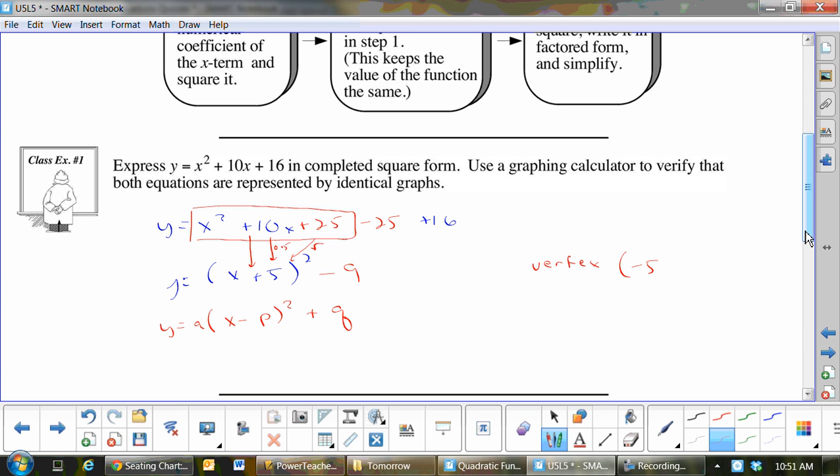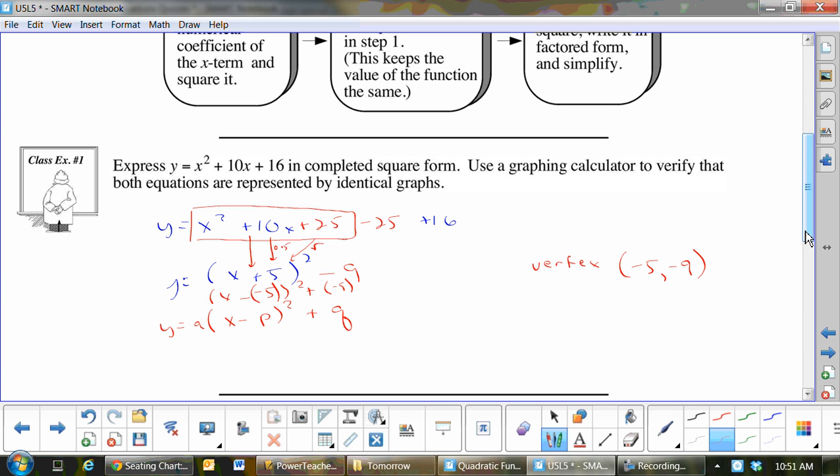What? Ours says plus 5. What do you mean? Where'd you get a minus 5 from? Right, because this is supposed to be minus p. So that would have to be, to make this true, I would have to go x minus negative 5 squared. It's supposed to be minus p. That's the form it's got to be in. Plus q. So plus negative 9. So do you see the vertex would be negative 5, negative 9? Does that make sense? Okay, now we did some of those last day, right?